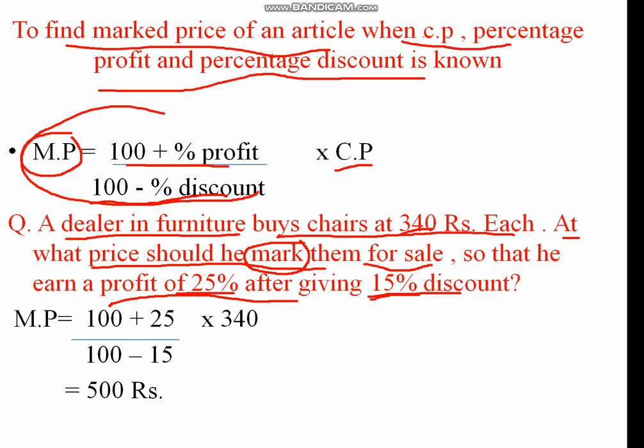Mark price is equal to (100 plus percentage profit) upon (100 minus percentage discount) into CP. So (100 plus 25) upon (100 minus 15) into 340. Simplify it: 125 divided by 85 into 340. Using simple calculation you can find the answer. Mark price should be 500 rupees. Then he gets a 25% profit after giving a 15% discount. Now see more examples.